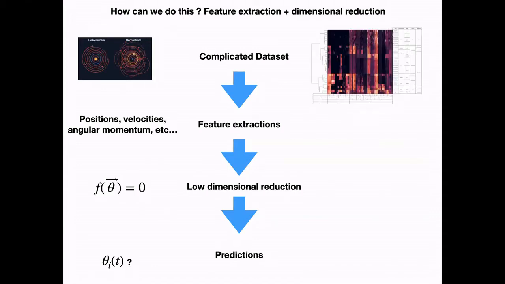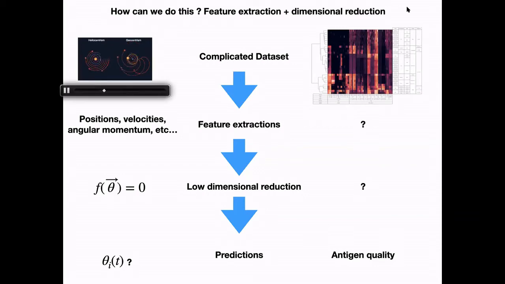And what we want to get from this data set essentially is: what is the strength of the immune response? And we're going to call that antigen quality. I'm going to come back to what we mean by antigen quality in a second. But it's not entirely clear how you deal with this in the middle.